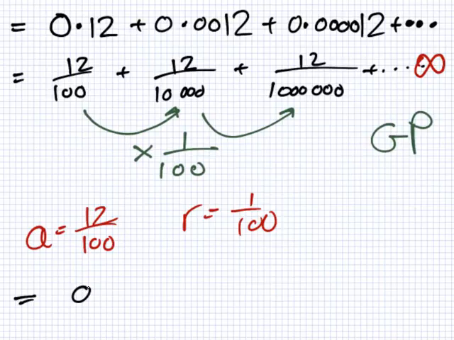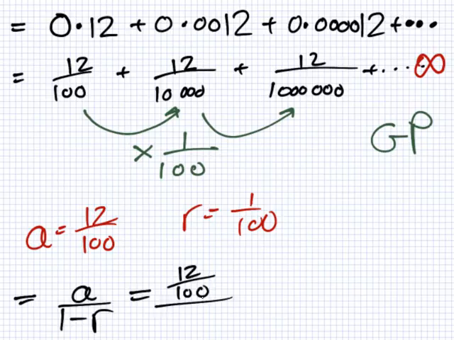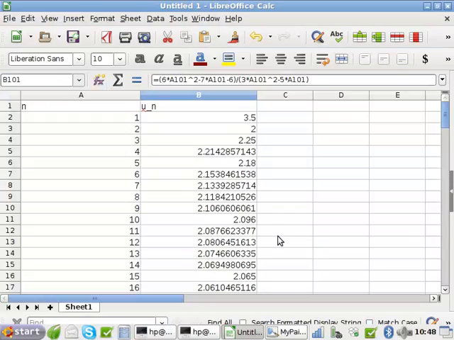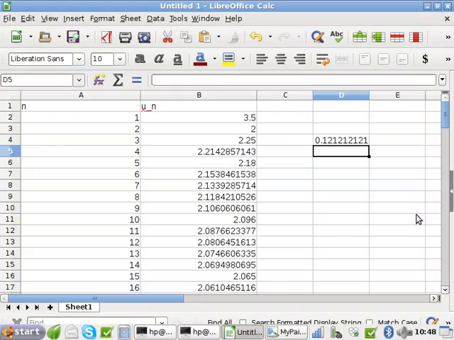So we can use that formula I gave you at the start of the class. So the infinite formula, A over 1 minus R. So that equals 12 over 100 over 1 minus 1 over 100. That's equal to 12 over 100 over 99 over 100. Well, those hundreds cancel, which is nice. So you're left with 12 over 99 as the answer. Now, if you type that into your calculator, see what you get. 12 divided by 99. And you get, as a decimal, what we're looking for. I'll just put it here for you so you can see.